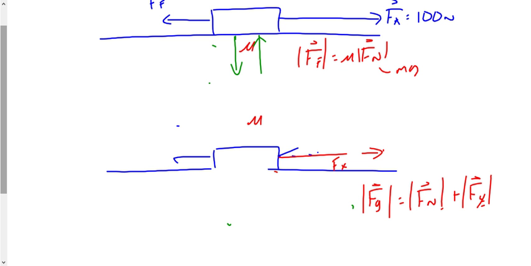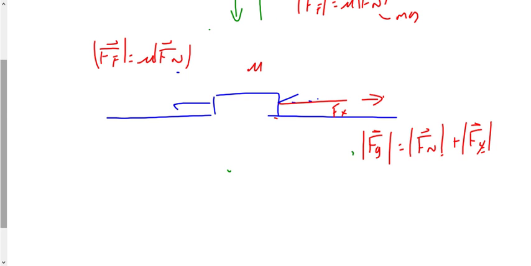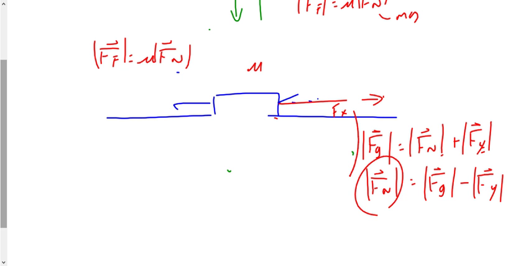But in the bottom one, if I wanted to find that force of friction, I'd still use mu times the normal force, but this time the normal force wouldn't be m times g, right? The normal force would be the force of gravity minus the y component of the applied force. Whatever that works out to be, I'd have to plug in there for the normal force.